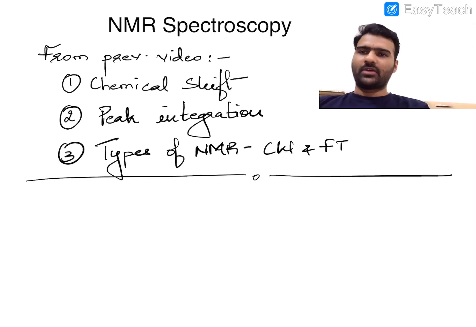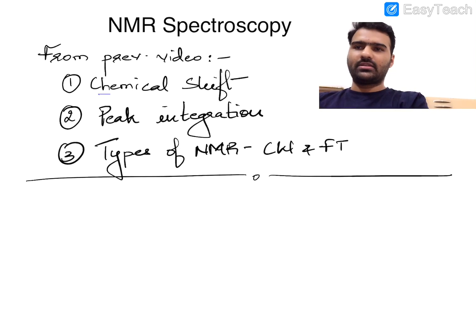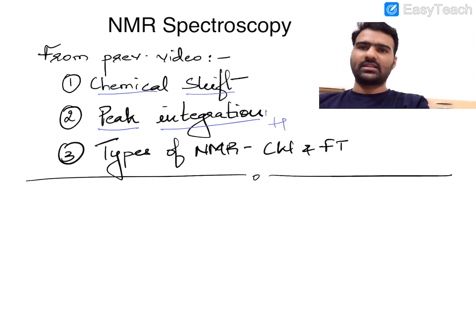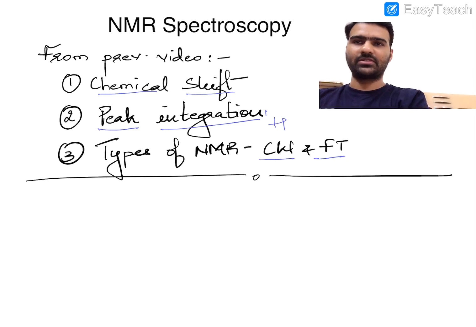Just to quickly browse through what we did in the previous video, we looked at the concept of chemical shift. Then we went on to look at peak integration, specifically with respect to H1 NMR spectrum. And then we also discussed types of NMR spectrometers like the continuous wave and the Fourier transform spectrometer.